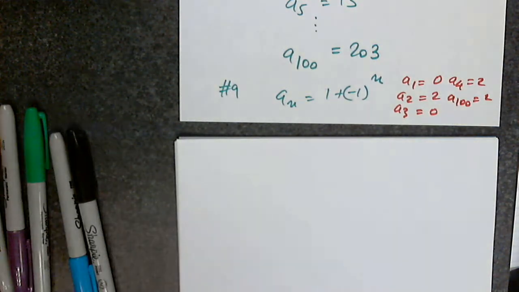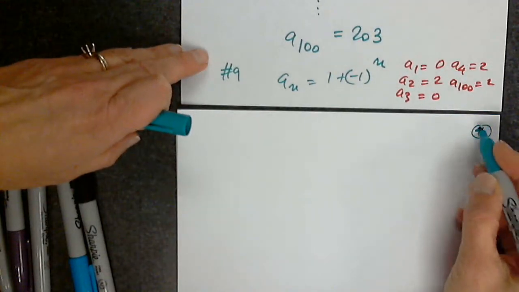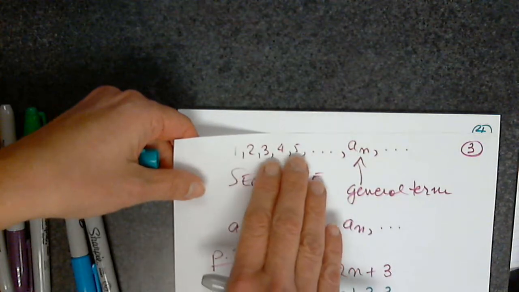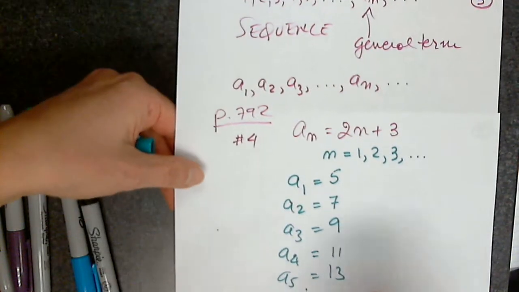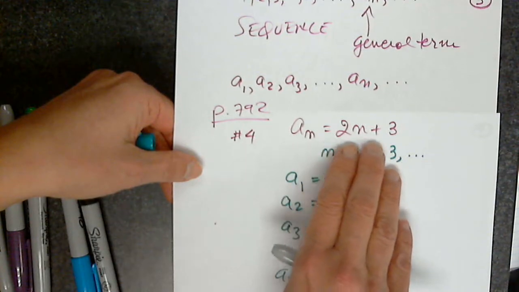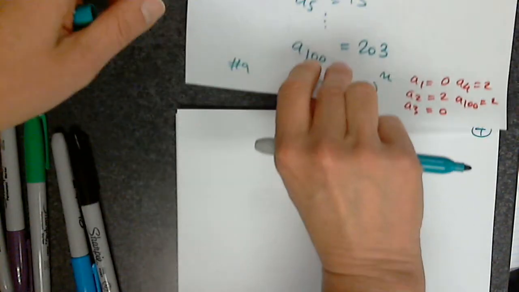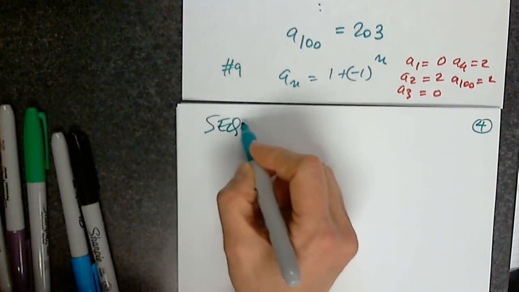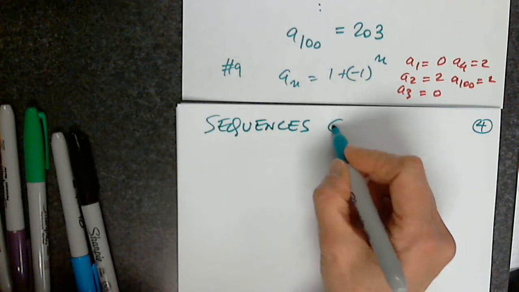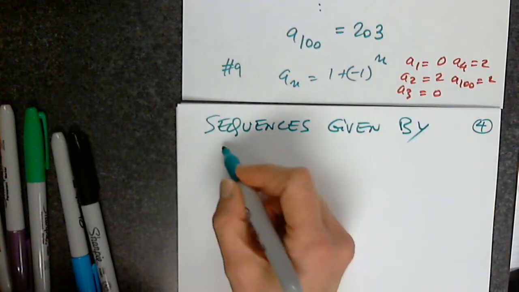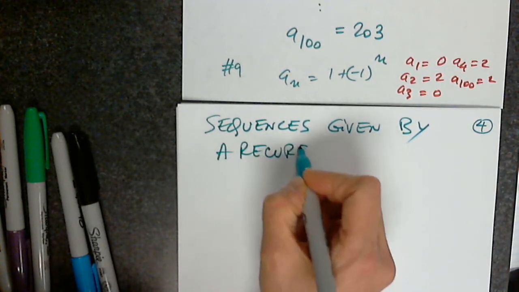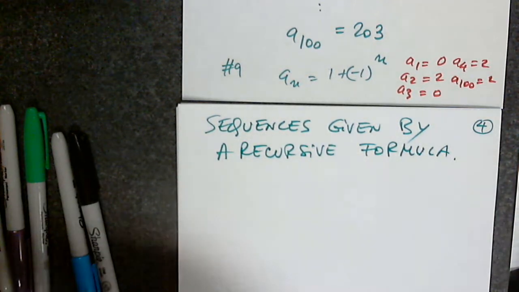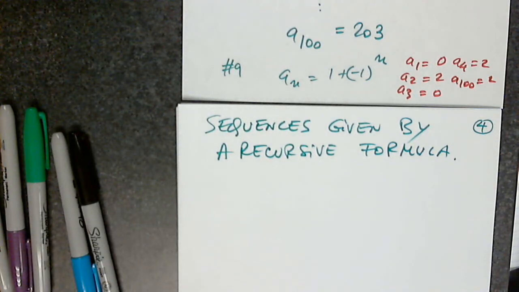Now, sequences can be given to us in this way, where we have the first few terms. They can be given to us by the generic term or the general term, or they can be given by a recursive formula. Sequences given by a recursive formula. Let's see what that means. Problems 13 through 18.